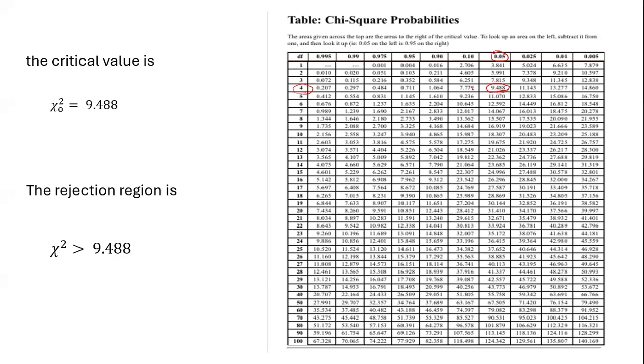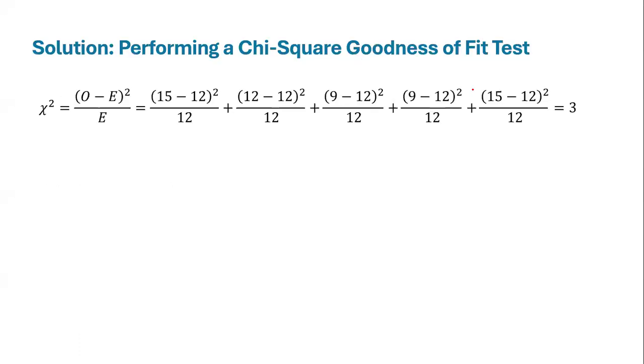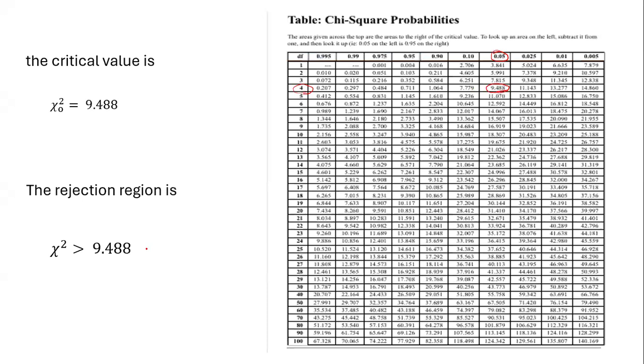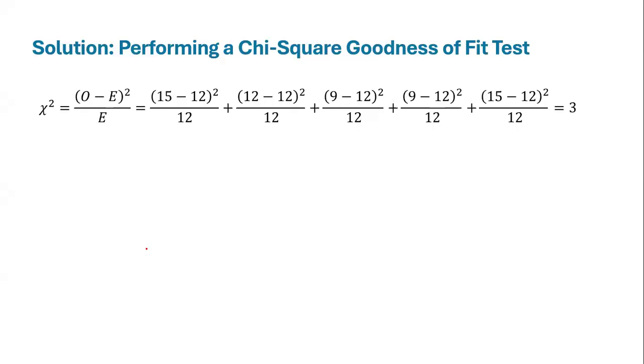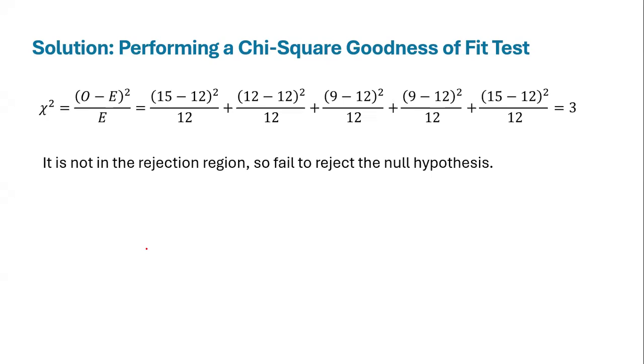Then we need to subtract the expected frequency from the observed frequency, square it, and divide each of them by the expected frequency. We end up with the number 3. So the result for the test statistic is 3. But the rejection region tells me that if it's more than 9.488, it must be rejected. This number is not more than that, and it means it's not in the rejection region. If it's not in the rejection region, you fail to reject the null. If you fail to reject the null, that means you fail to reject the claim.